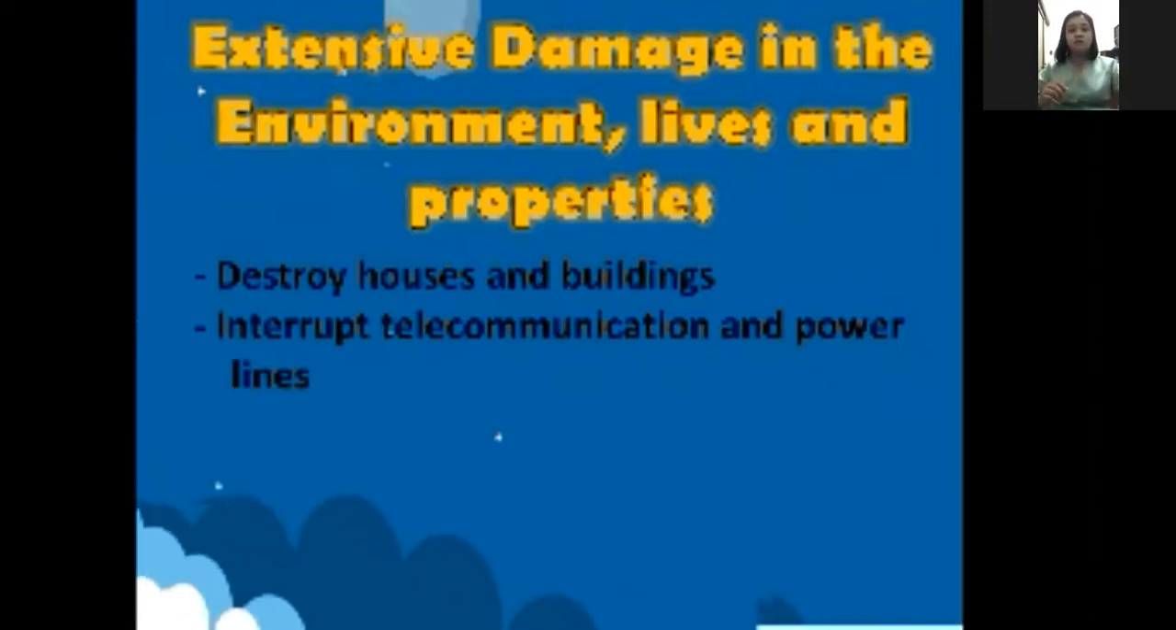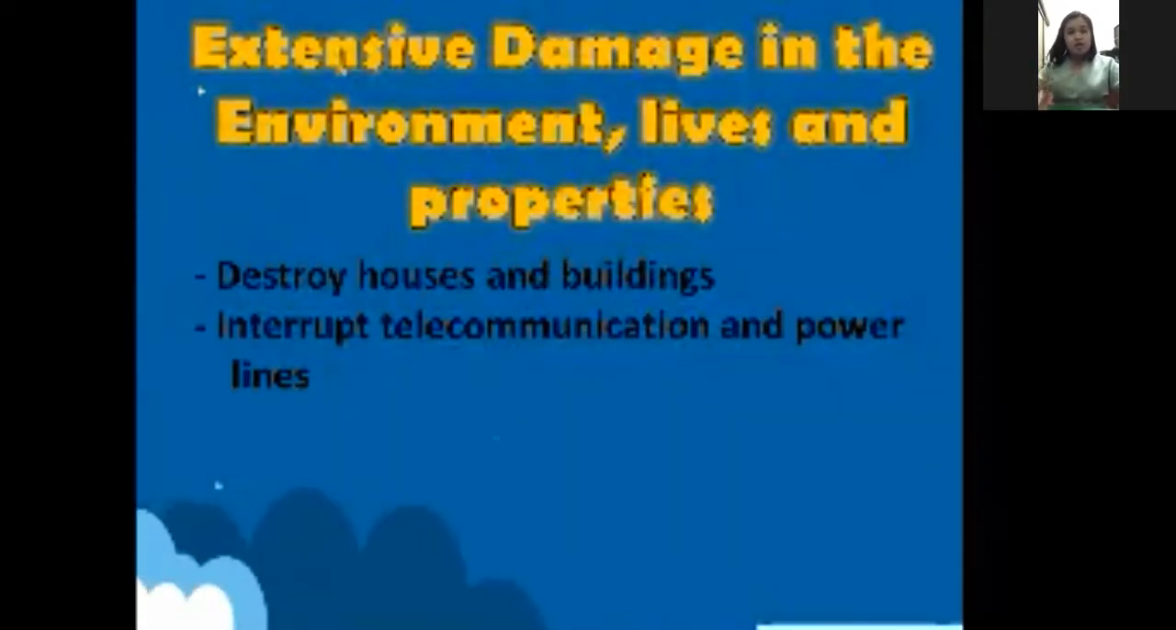Also, it interrupts telecommunication and power lines. What does it mean? If you remember, in those times that there are typhoons, some schools, actually our schools, have suspension of classes. Why? Because there are interruptions in telecommunications. The signals are not good, especially for the internet, and some power lines are interrupted. We had blackout, brownout like that.